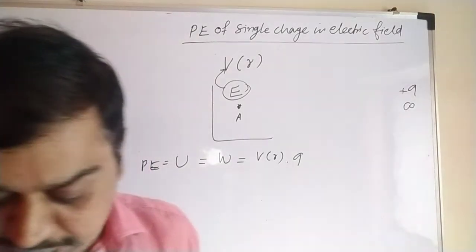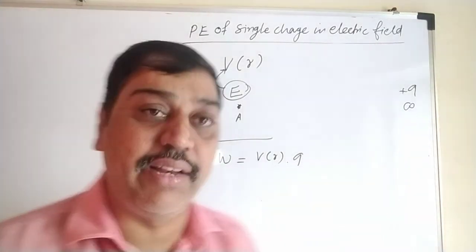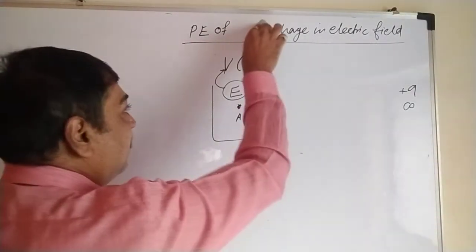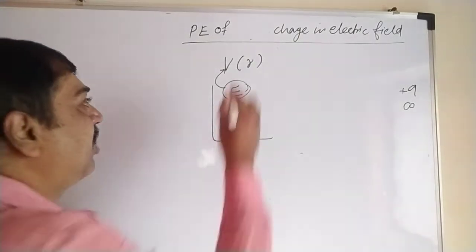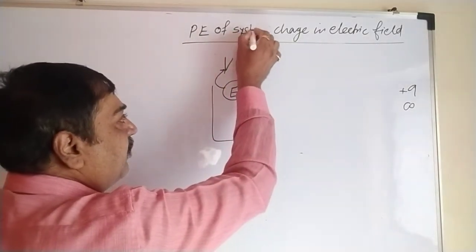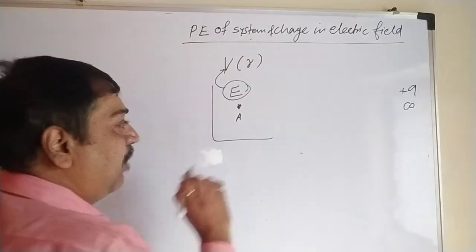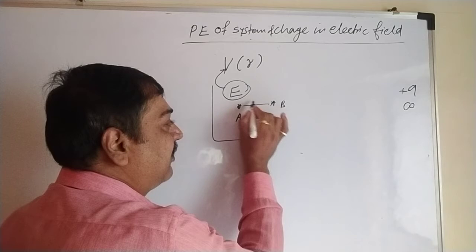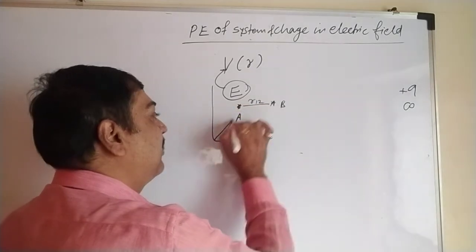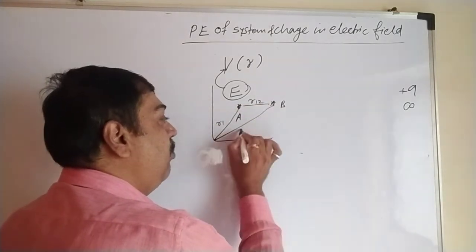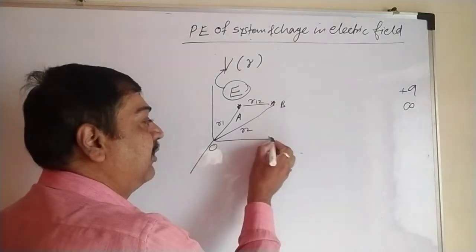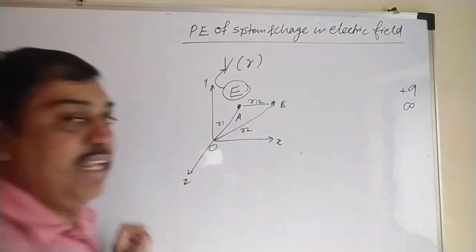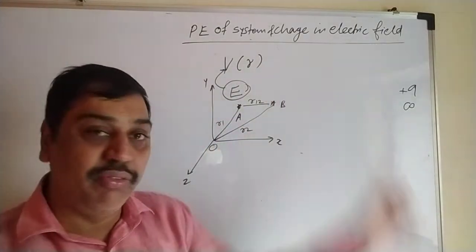Let's go to the next topic, the potential energy of a system of two charges in an electric field. Here we have seen a single charge. Now we have to see the system of charges. Point A is here, point B is here somewhere, and these two are separated by distance r12. They are at distances r1 and r2 from the origin. This is the x-axis, y-axis and z-axis. Within this, an electric field E is applied, having the electric potential V of R.